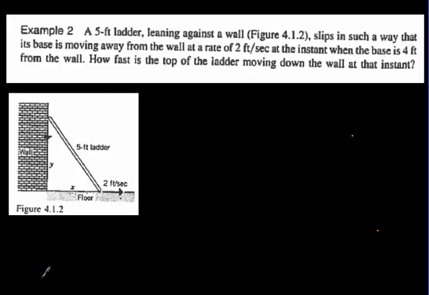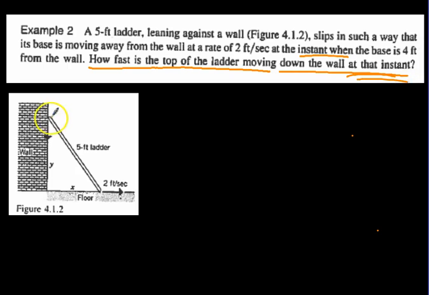All right, this is the second example. A 5-foot ladder leaning against the wall, as shown in this figure 4.12, slips away in such a way that its base is moving away from the wall at a rate of 2 feet per second at the instant when the base is 4 feet from the wall. So I'm assuming right now it's not 4 feet from the wall, it's some other distance at the very beginning. Question is, how fast is the top of the ladder moving down the wall at that instant?